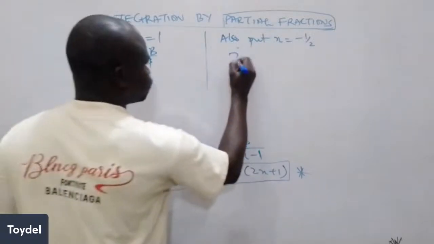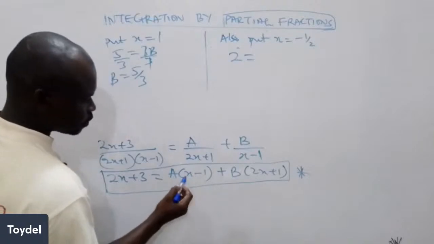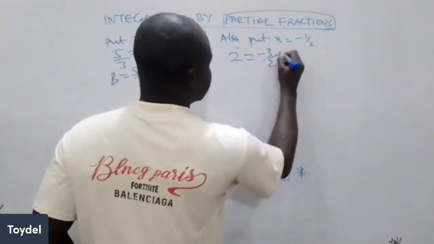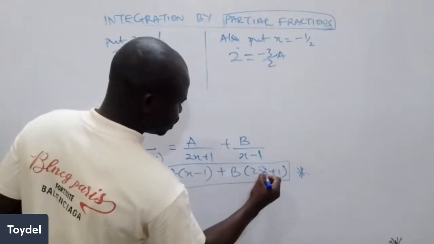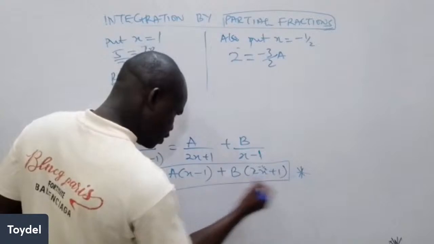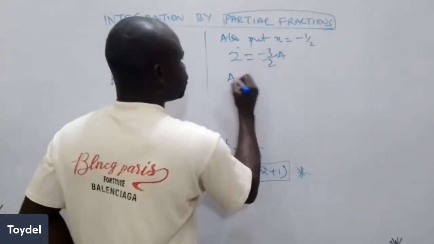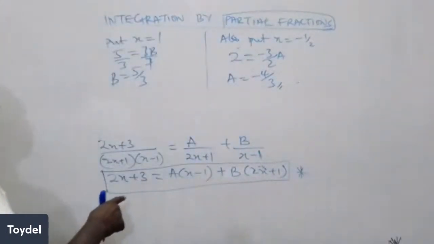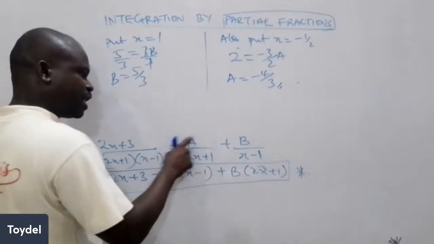We are going to have 2 equal to, here, if I have minus half, minus half minus 1, that's minus 3 over 2. I'll get minus 3 all over 2a. Then here, if I have minus 1, minus half, this will cancel this. Minus 1 plus 1 is 0. This one will vanish, so I'll be able to know the value of a. In this case, my a will be equal to minus 4 all over 3. That is the value of a. So with the cover-up method, I've been able to find the values of a and b.